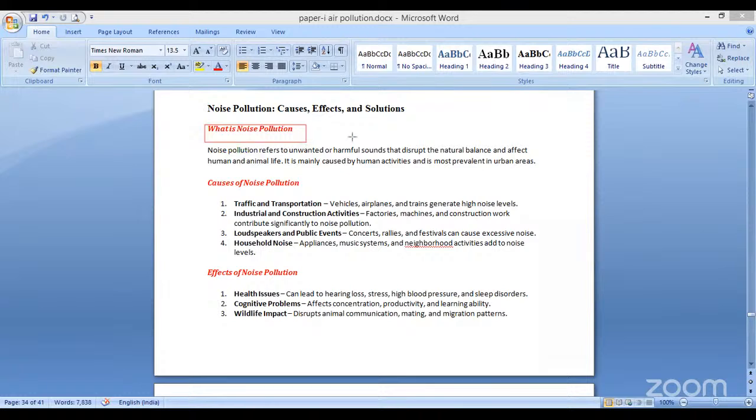What is noise pollution? Noise pollution refers to the unwanted or harmful sounds that disturb the natural balance and affect human and animal life. It is most prevalent in urban areas. This is the definition of noise pollution. Then coming to the next one, what are the causes of noise pollution?